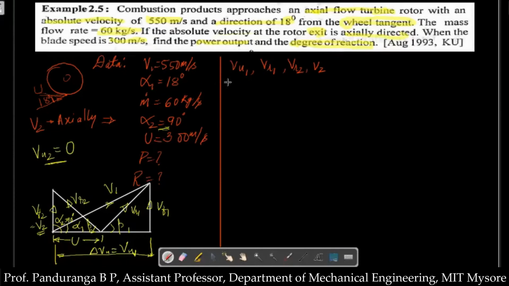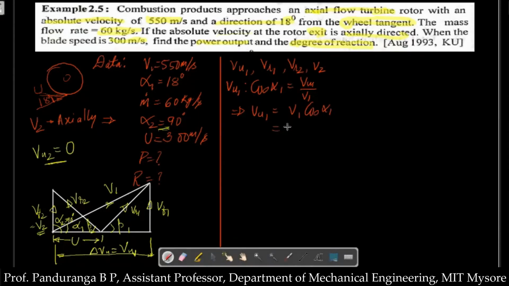First, let us calculate VU1. VU1 is the horizontal component of V1. If I consider alpha 1 as the angle for this right angle triangle, that is V1, VF1 and VU1, then VU1 is the adjacent side. So I have to use cos alpha 1. That will be equal to VU1 divided by V1, which means VU1 will be equal to V1 cos alpha 1.